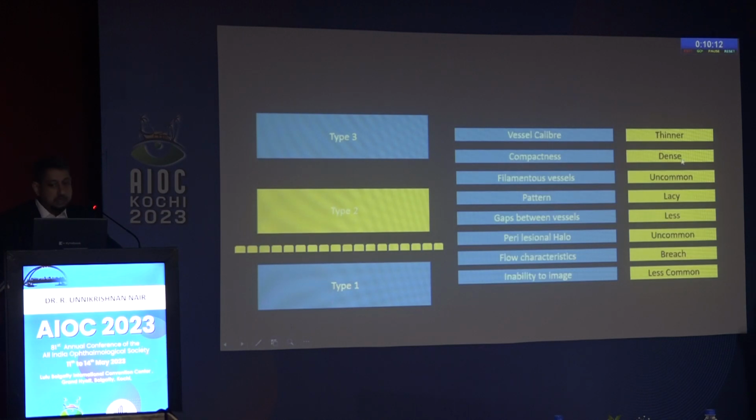It is a very dense lesion. The filamentous type vessels are uncommon. It has a lacy pattern. The gaps between the vessels are less. Perilesional halo, I'll come to that later, is less. The flow characteristics show a breach, and the inability to image by obscuration is comparatively less because it has already come up above the RPE. So you image it better.